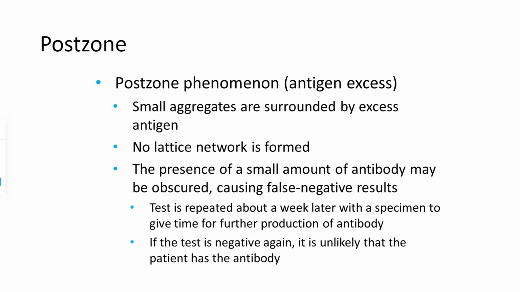Post-zone phenomenon, antigen excess. Small aggregates are surrounded by excess antigen. No lattice network is formed. The presence of a small amount of antibody may be obscured, causing false negative results. The test is repeated about a week later with a specimen to give time for further production of antibody. If the test is negative again, it is unlikely that the patient has the antibody.